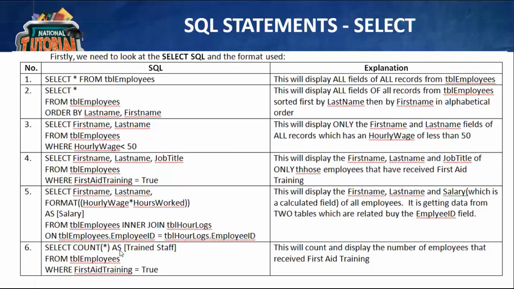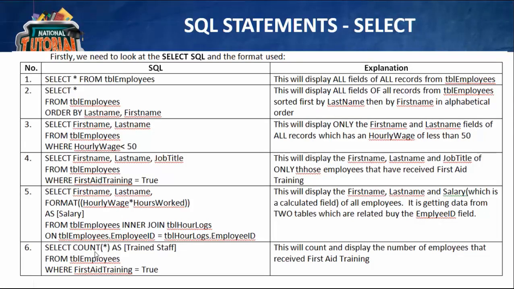Now, what does this as mean? Remember when we are displaying our data, we have headings. Like, for example, if you look at this here, in number 3, the column names will be first name and then last name, right? Over here, we've got asterisk, it'll be all the field names. So where does it get the field names from? From the database.